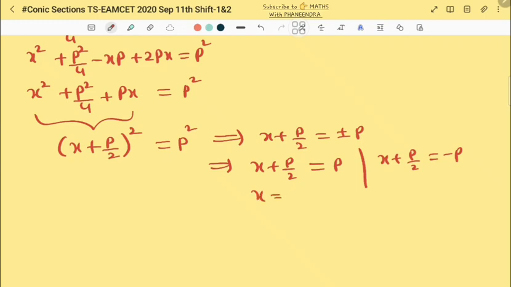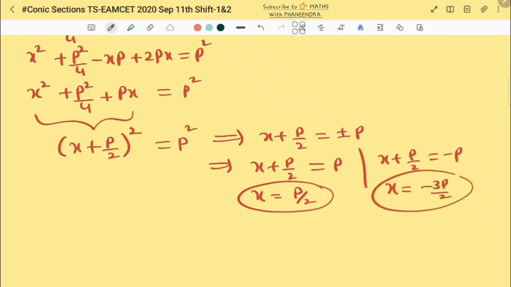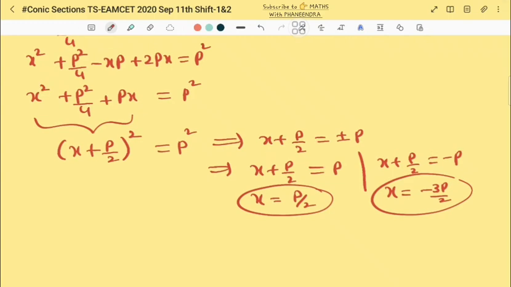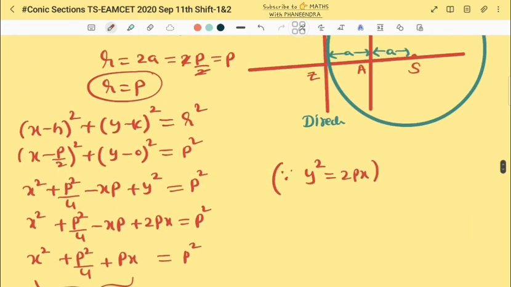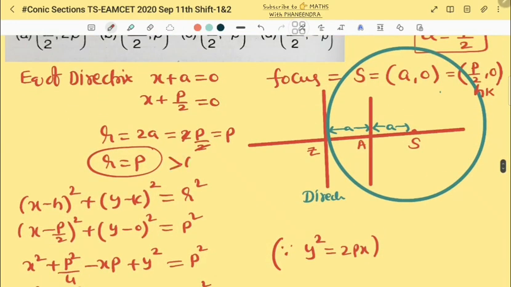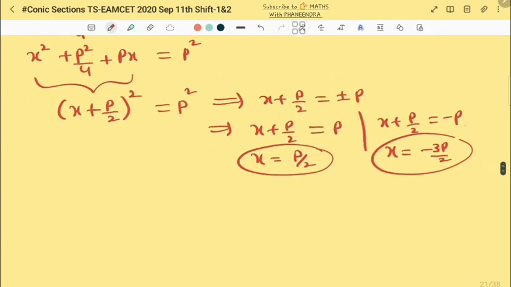So x is equal to p minus p by 2, which is p by 2, and x is equal to minus p by 2 minus 3p by 2, that is minus 3p by 2. So x value we will get it as, and one more important thing, this p value is the radius now generally. Here r is equal to p. P value is always greater than 0, so we cannot consider that case. So x is equal to p by 2, since p is greater than 0 because it is the radius.